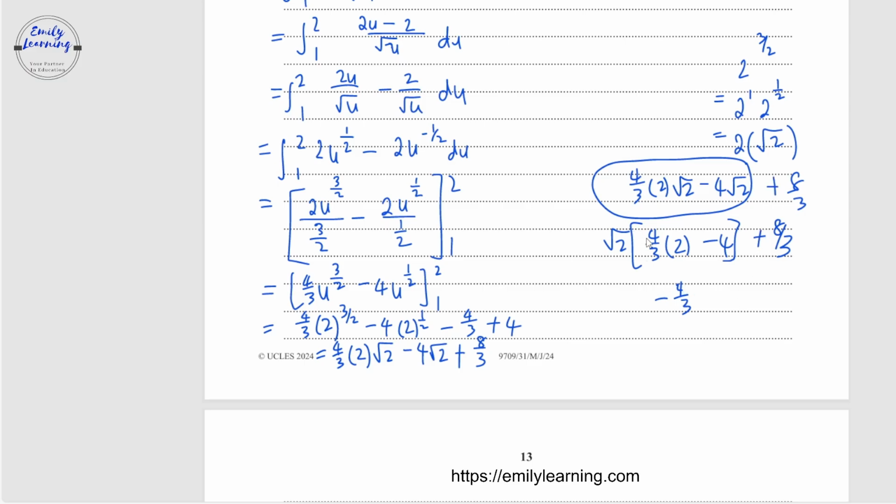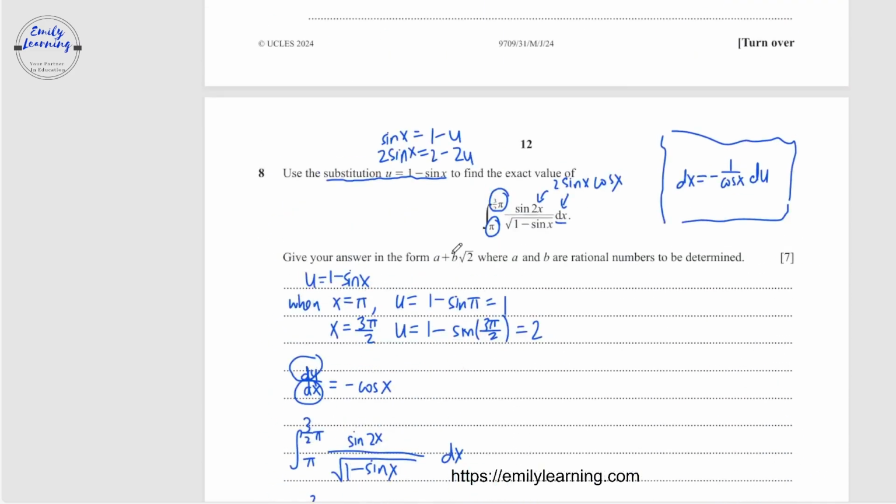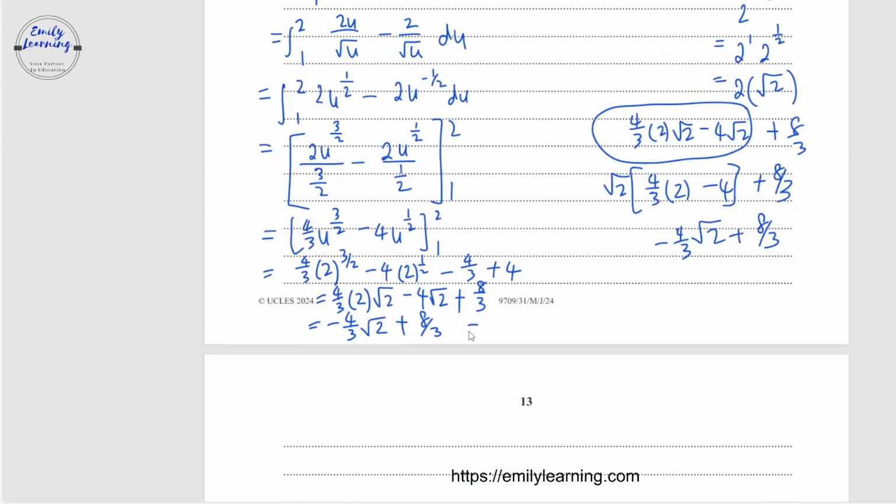Okay, so next I have simplified this. So 4 over 3 times 2 minus 4 is negative 4 over 3. Then there's a root 2 here. Okay, so I have negative 4 over 3 root 2 plus 8 over 3. So looking at this, I have a plus b root 2. So I should write it as a first plus b root 2. So therefore a is 8 over 3 and b is negative 4 over 3.